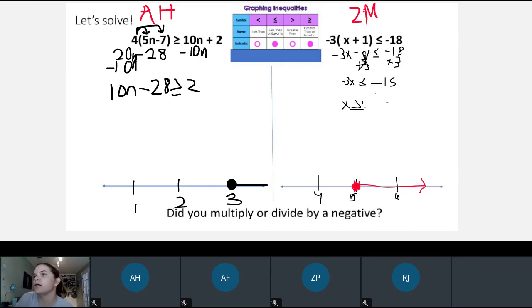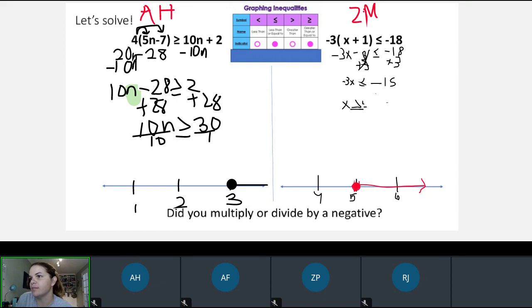It's okay. All right, so now I know what I'm solving for. I'm solving for n. So I want to undo anything that's being added or subtracted to my variable. So I'm going to undo this minus 28. So I'm going to add 28 to both sides. So now I'm going to get 10n is greater than or equal to 30. Divide everything by 10. So n is greater than or equal to 3.